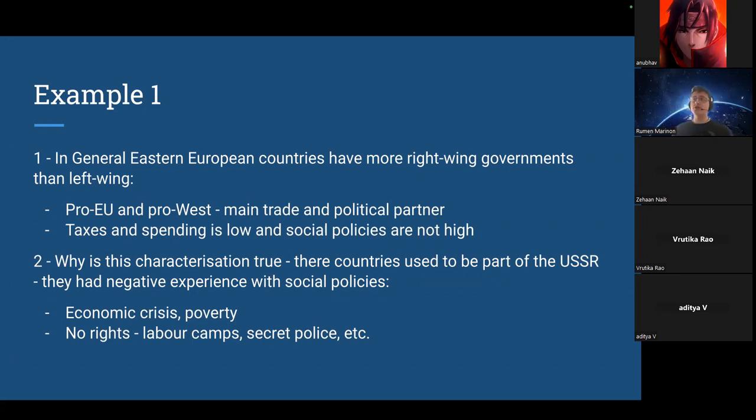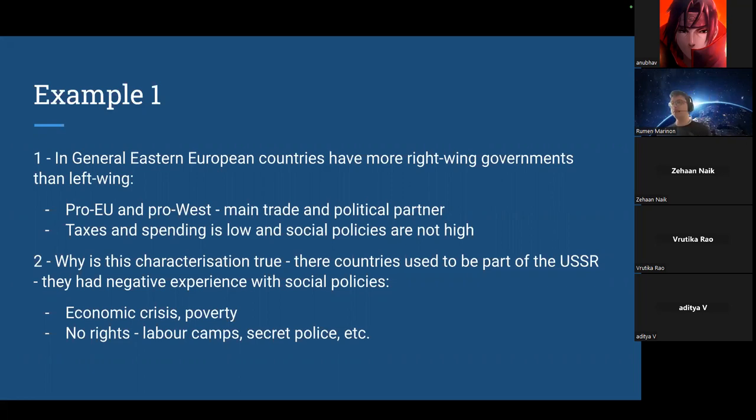So why is this characterization true? These countries used to be part of the USSR, the Soviet Union, which controlled these countries since the end of the Second World War till 89 or 91. And they had very negative experiences in terms of the social policies, in brackets, that the USSR did. This led to things like economic crisis and poverty that many of these countries remember. Many of the rights were restricted.